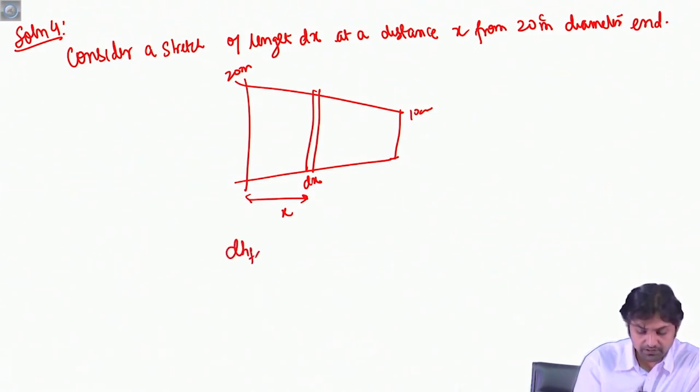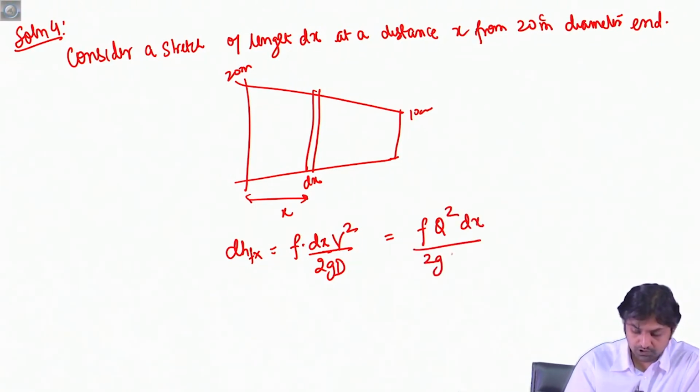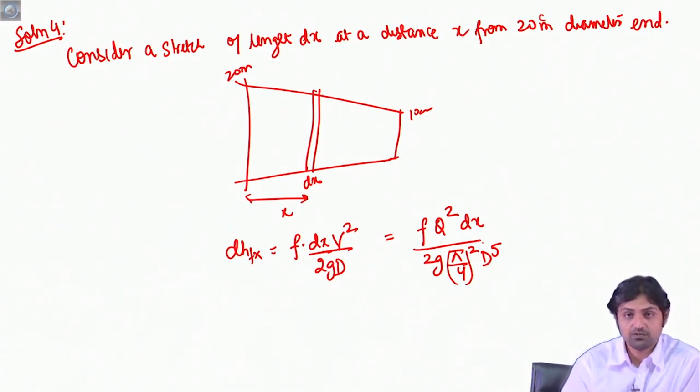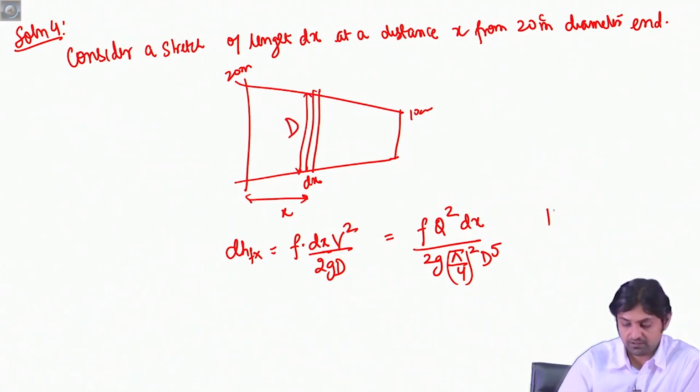So, dHf at x will be f L, so L is here dx, by V square by 2gD. If we write in terms of Q, we can write friction factor f Q square dx divided by 2g into pi by 4 whole square into D to the power 5, because V square will be Q square by A square and A is proportional to D to the power 2, so A square gives D to the power 4. So, we are going to get this equation, where D is the diameter at distance x.